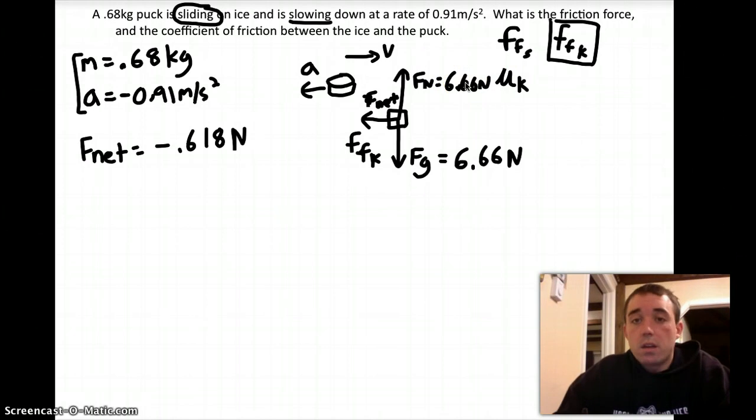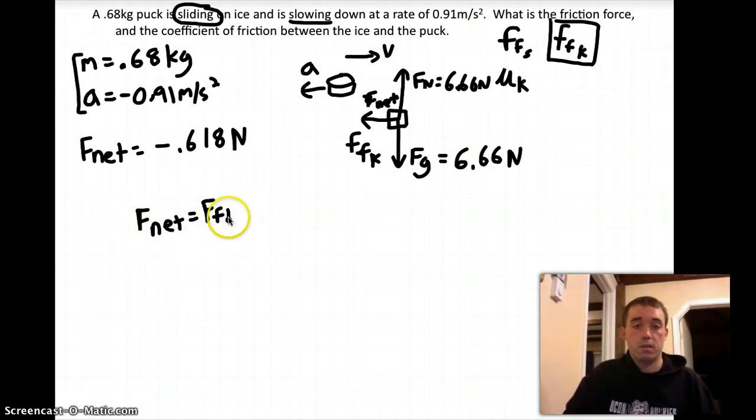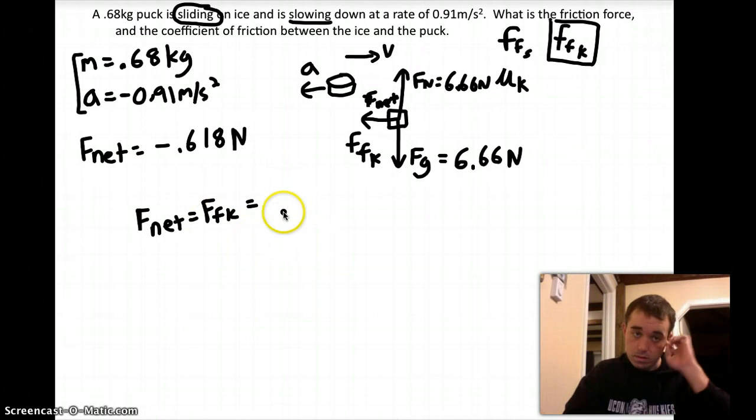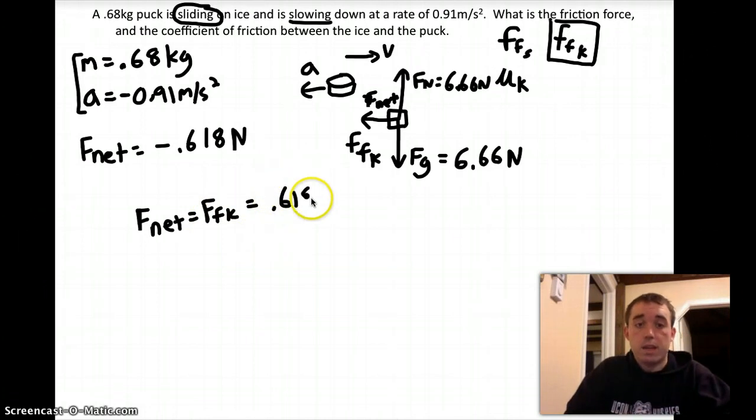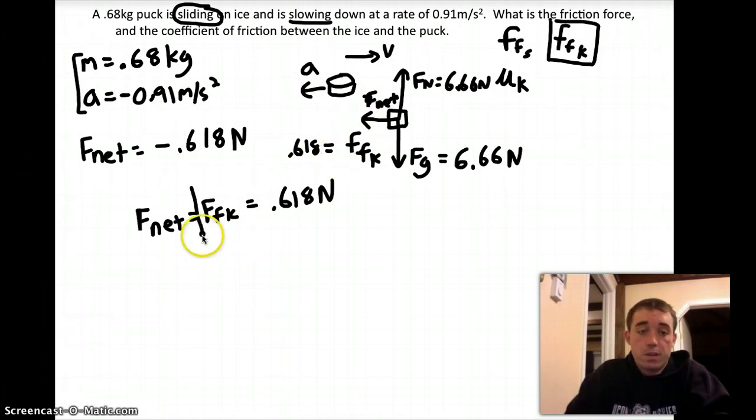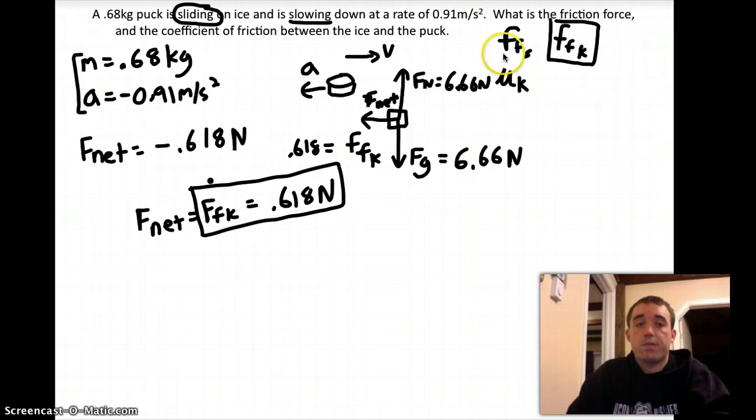So that gives us canceling forces vertically, which means our net force is the only thing that's acting backwards, and we know that our net force, which equals our force of kinetic friction, is equal to 0.618 newtons. Alright, so that is our friction force, and we know that it is a kinetic friction force. So that's the first part of the problem.